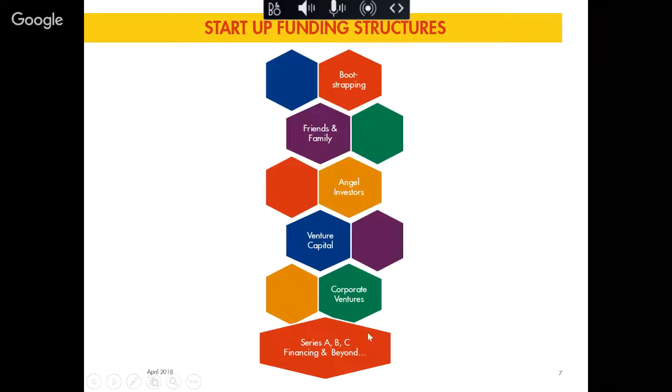Finally, we have the series investing. So this is a little bit more mature. This comes into play when your technology is at a much more matured stage in the TRL scale. And it involves more complex deal structures with stock options, equity, deal structures, and so on and so forth. And they are called the Series ABC funding and beyond.